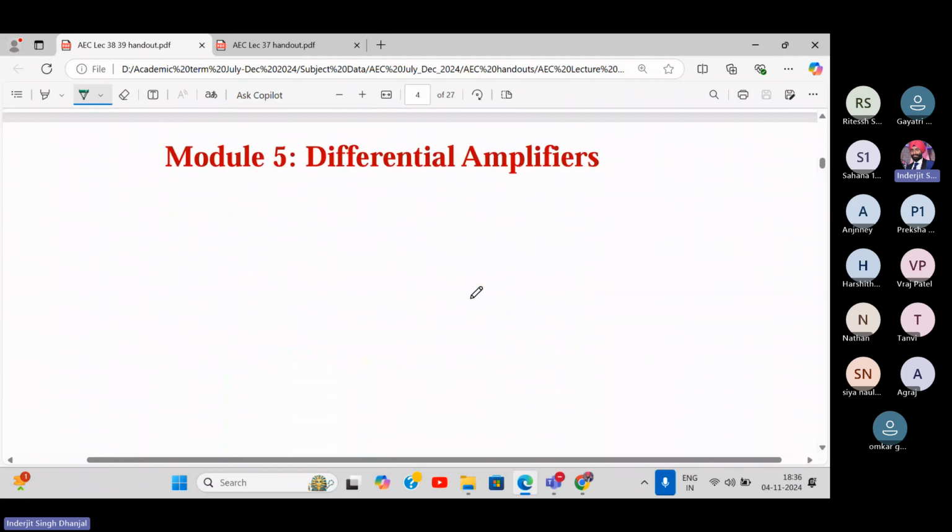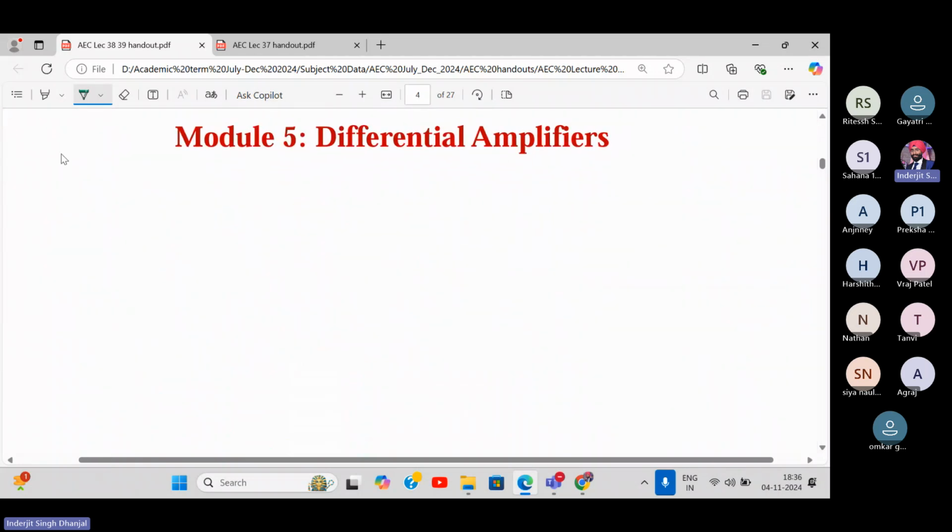Now we go for KVL2. Now we are going to find VDSQ. Now we apply KVL2, the drain source loop. So let me quickly redraw the circuit for you all.